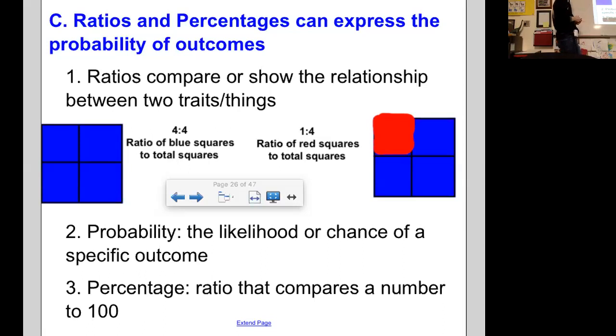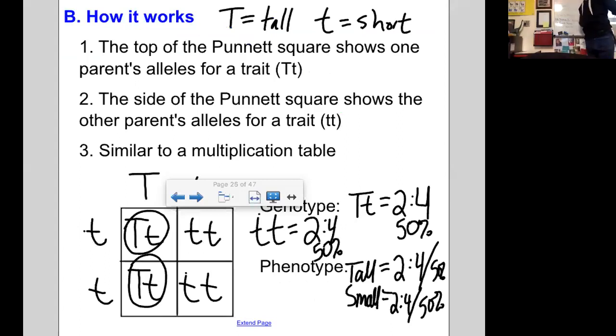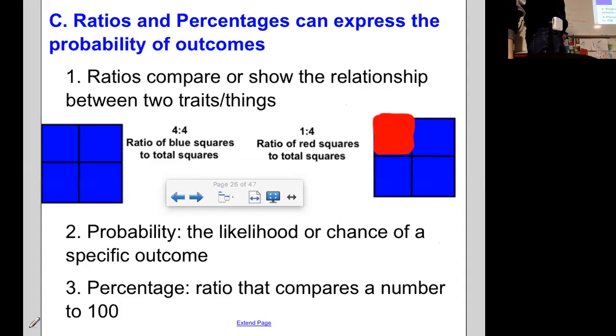Probability is the likelihood or chance of that specific outcome. So if I go back to our previous slide, you can say, all right, these 2 parents have a 50% chance that their offspring will be tall and a 50% chance that they will be short. It's a probability, it's a chance. It's not for sure. And then a percentage is the ratio that compares a number to 100. I'm pretty sure you guys are familiar with probability, percentages, and ratios. This is stuff that's been covered in maybe 6th grade math, hopefully. It is 7th grade, okay.